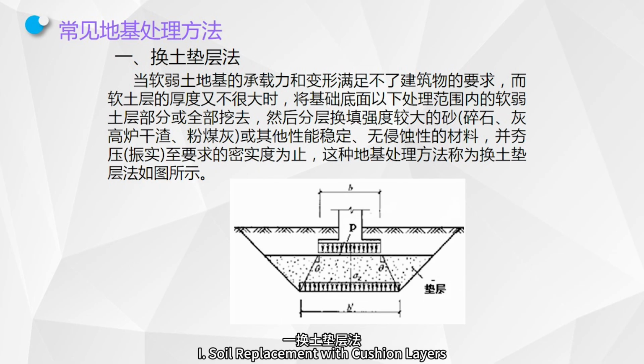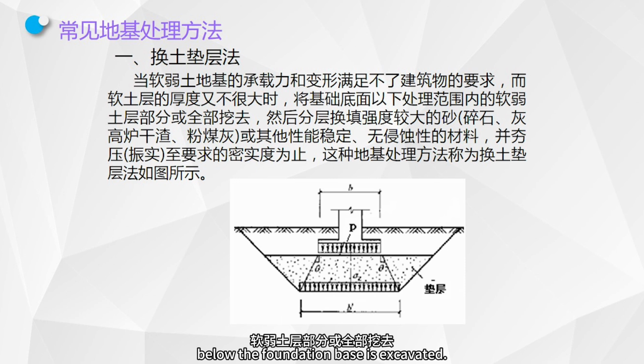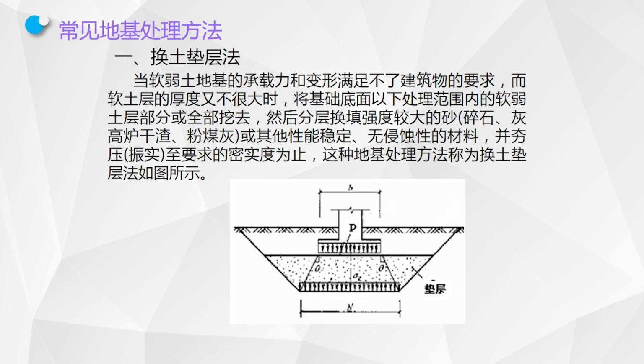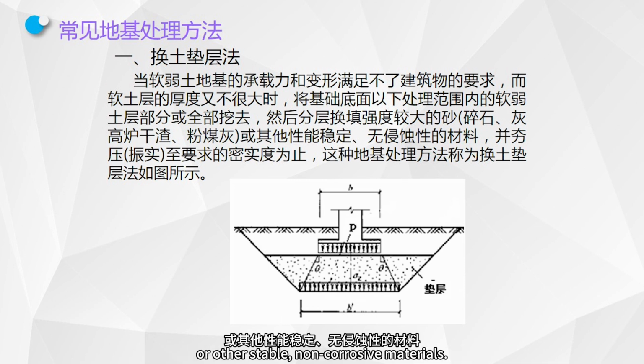First, soil replacement with cushion layers. When the bearing capacity and deformation of soft soil foundations fail to meet the requirements of buildings, and the soft soil layer is not very thick, part or all of the soft soil within the treatment depth below the foundation base is excavated. Subsequently, it is replaced in layers with high-strength materials such as sand, crushed stone, granulated blast furnace slag, fly ash, or other stable, non-corrosive materials. These materials are then compacted to the required density. This ground improvement method is known as the soil replacement with cushion layers method.